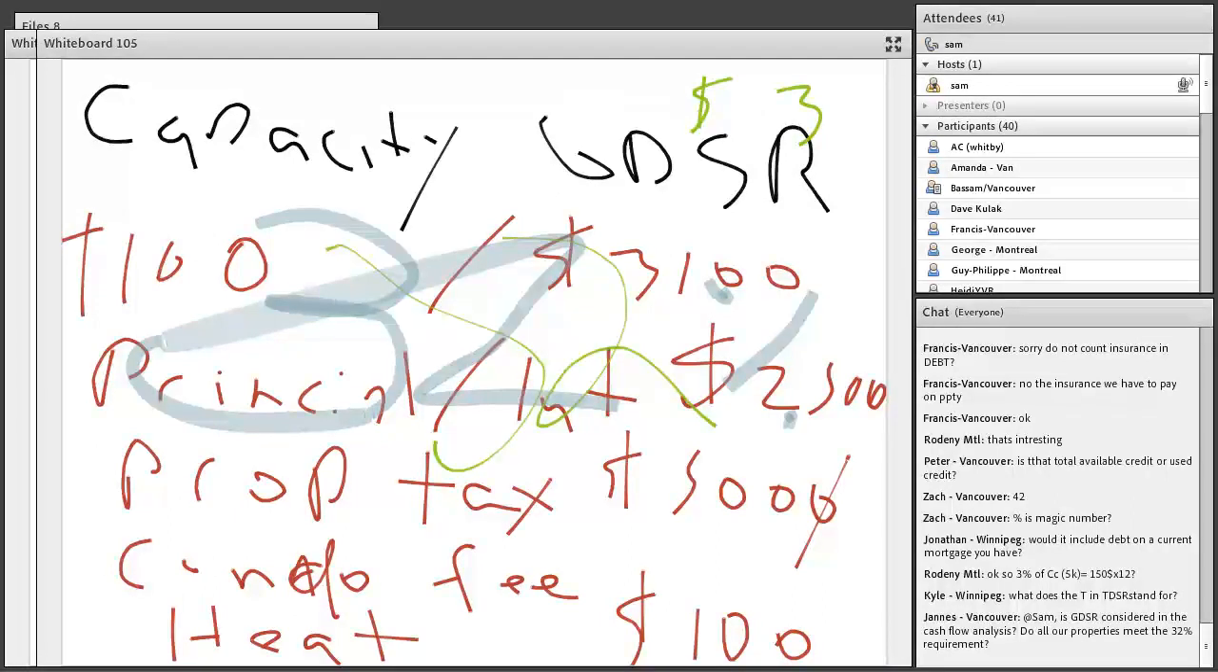Janice in Vancouver asks, is GDSR considered in the cash flow analysis? So in the cash flow analysis, we're not talking about meeting any lending requirements. That's a whole other topic. That's what I'm here to discuss, right?